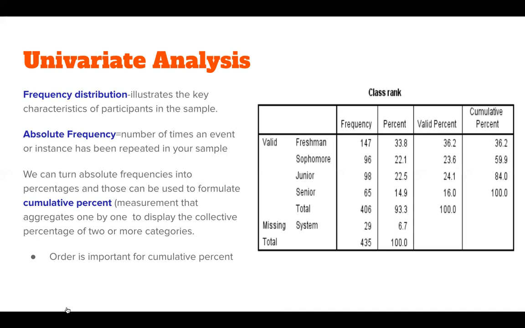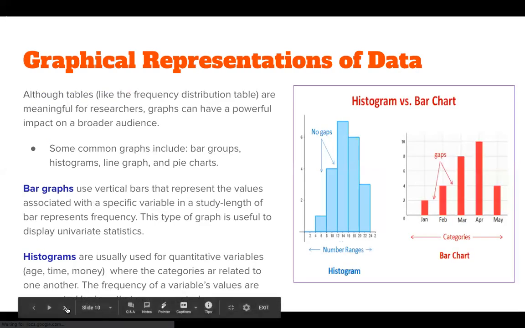Cumulative percent really only makes sense if you have ordinal variables. Order is important for cumulative percent because there is some logical reason why you would want to know these cumulative aggregates as you move up or down the list of values.